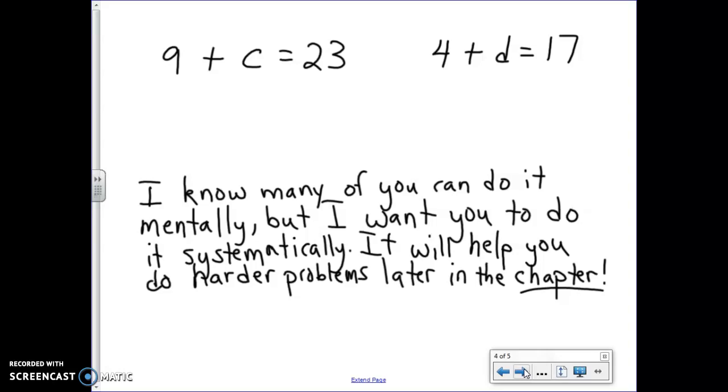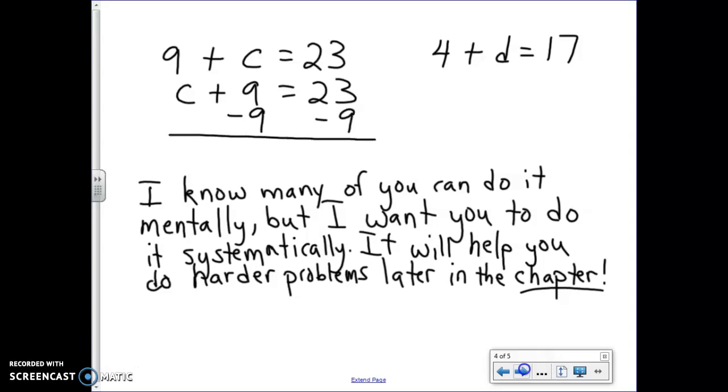Sometimes they have the number first and the variable second. That's okay. I know many of you can do it mentally, but I want you to do it systematically. It will help you do harder problems later in the chapter. So I know you can. What I like to do with these is rewrite it so that I have the variable first. Okay, I just rewrote the problem, putting my variable first, the C, the unknown. Now I'm going to subtract 9 to get the C by itself. It means I need to subtract 9 over there. 9 minus 9 is 0.